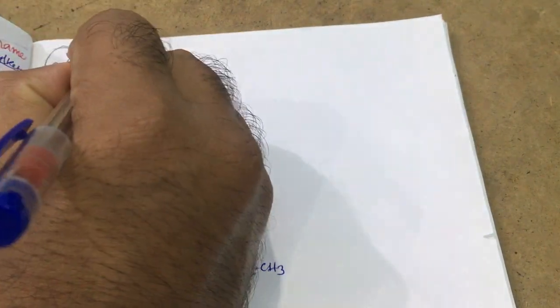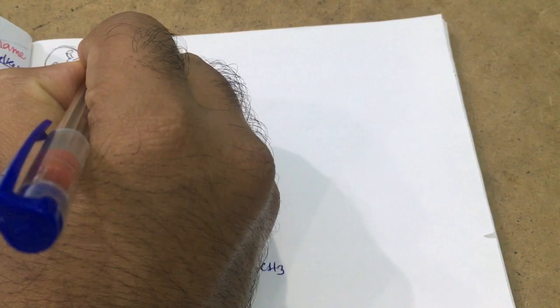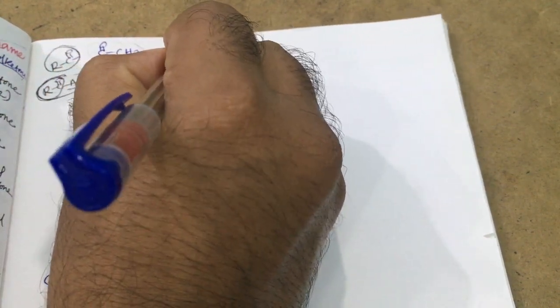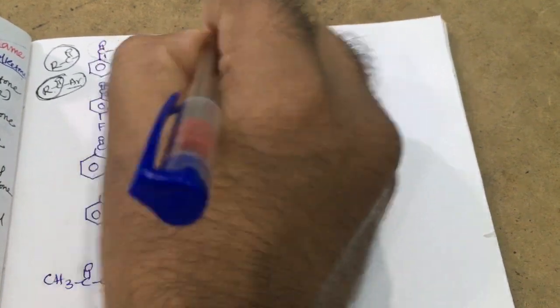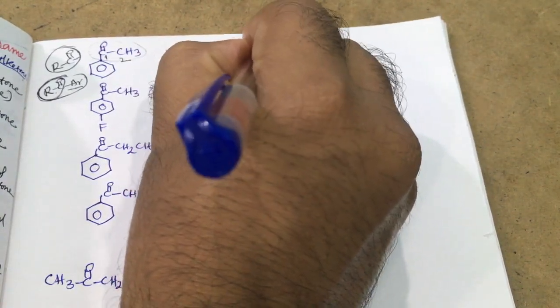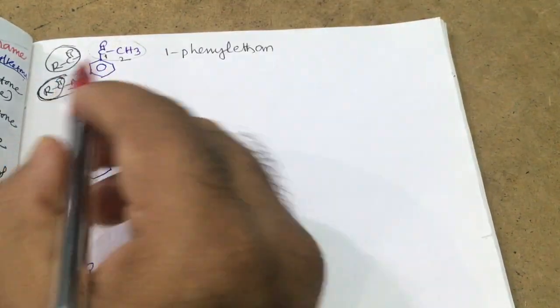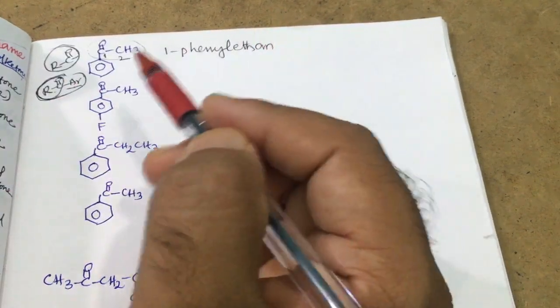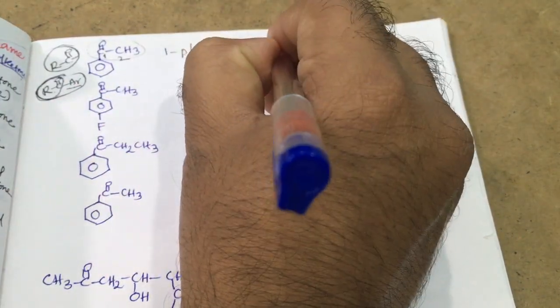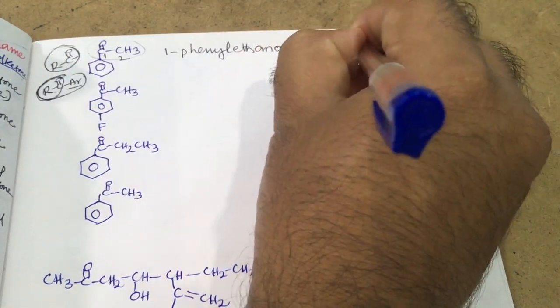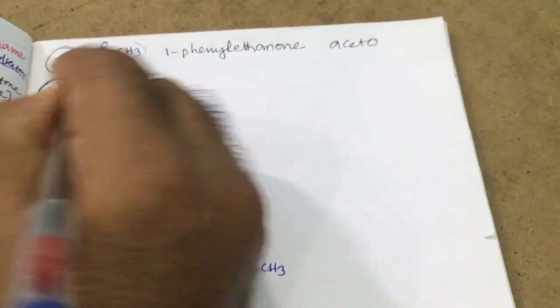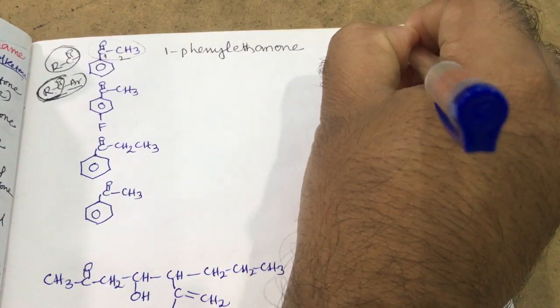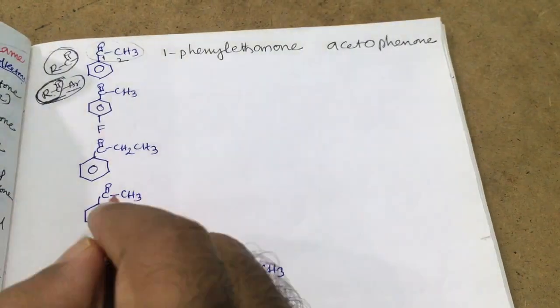Now its common name, and the IUPAC name. This is the first number, this is the second number. At this first position the phenyl group is there, that's what is called 1-phenyl, and 2 carbon, ethane. Here 2 carbon means any one side, the same name will come, that's why ethanone. Its common name has aceto as a prefix, then phenone: acetophenone is the common name.